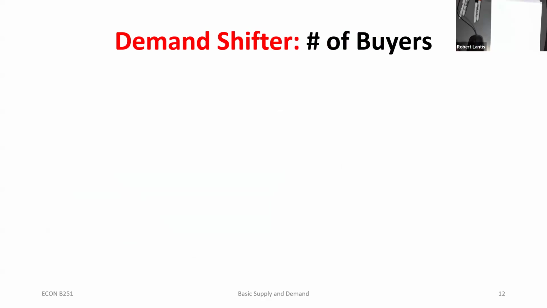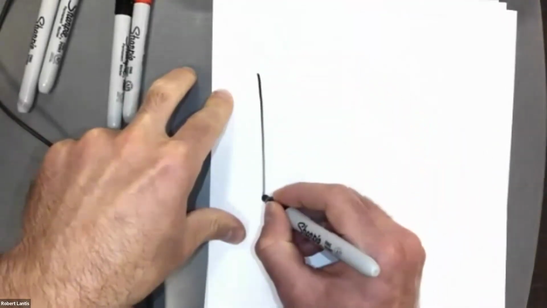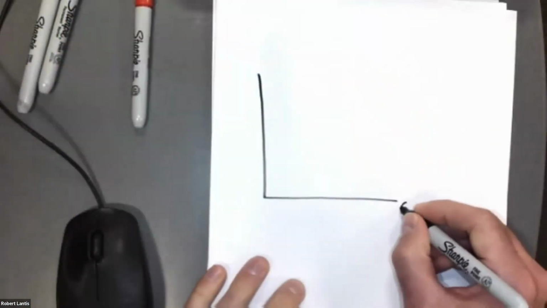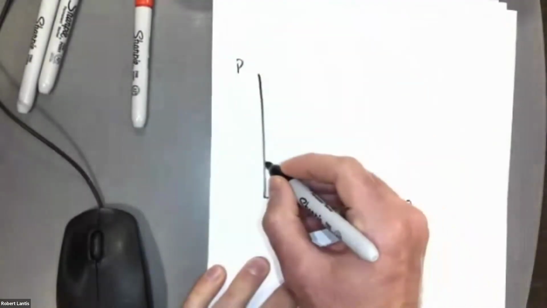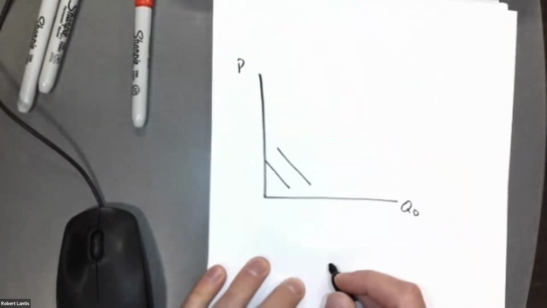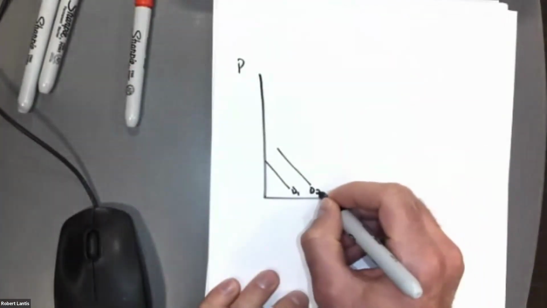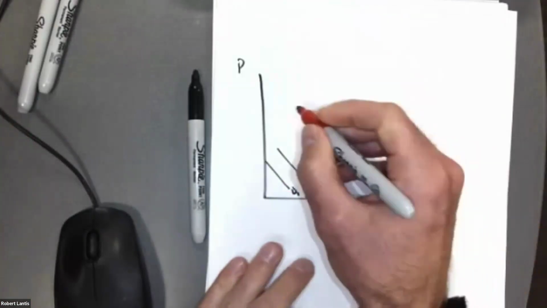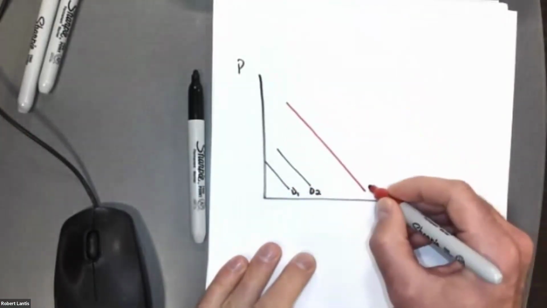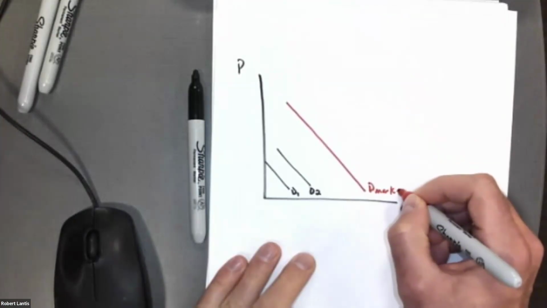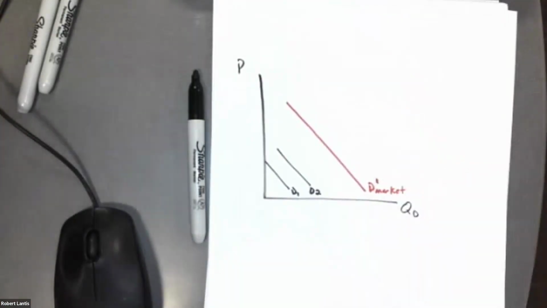I think this one, based off of a drawing we already had, should be relatively easy, but I'll go through it and do it again. So let's think about quantity demanded and price. If I have two individuals, this is the demand from individual one, and the demand from individual two. When I add those demand curves up, here's my market demand.